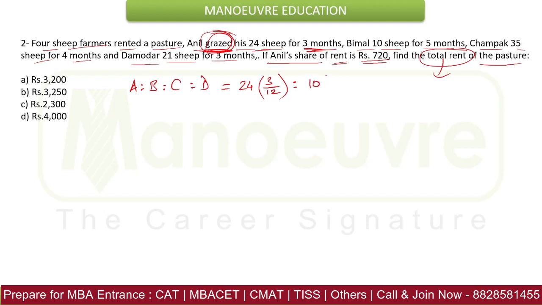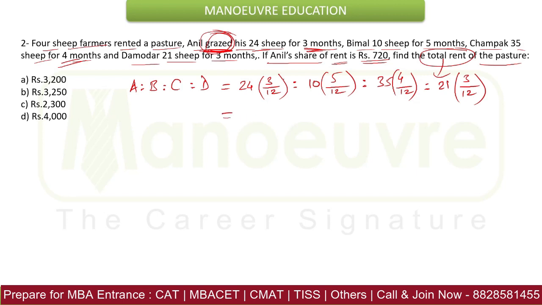For Bimal it will be 10 sheep, and how many months? For 5 months. So it will be 5/12, for 1 month into 10 sheep. Champak 35 sheep, so this will be 35, it is 4 months, 4/12, and Damodar 21 sheep is grazed for 3 months. Okay, so this will be the respective ratio.